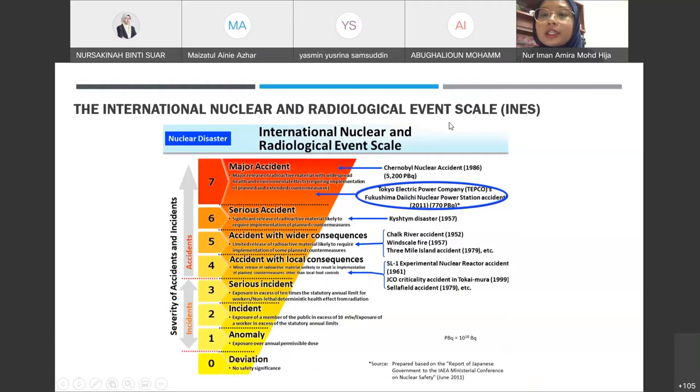So this is the International Nuclear and Radiological Event Scale, INES. This scale was established by the IAEA, the International Atomic Energy Agency. Any incidents and accidents that happen at nuclear facilities are divided into 7 categories according to their severity. Each country determines the severity of an incident or accident and announces the results. We're going to discuss some of the accidents that have been reported, such as Fukushima Daiichi, which is at level 7, Chernobyl, which is also at level 7, and the Three Mile Island accident at level 5.